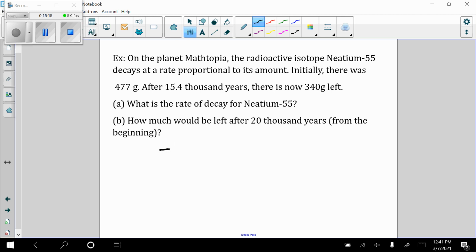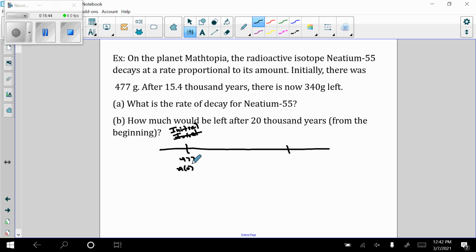Okay, so sometimes these are going to start getting a little complicated. It's kind of interesting just to do a little timeline. So if I put my initial, can't spell today. So my initial was 477. So that's my A sub 0.